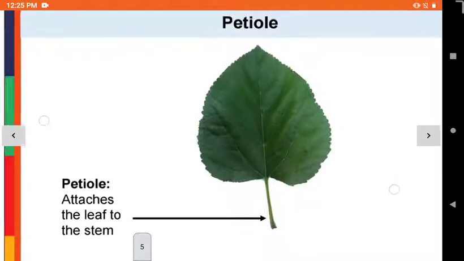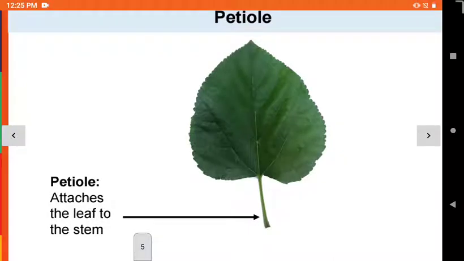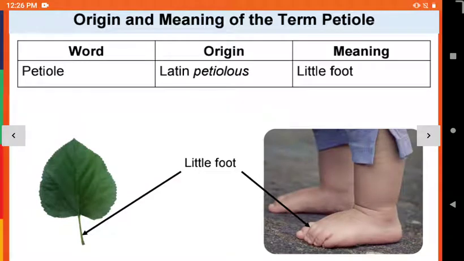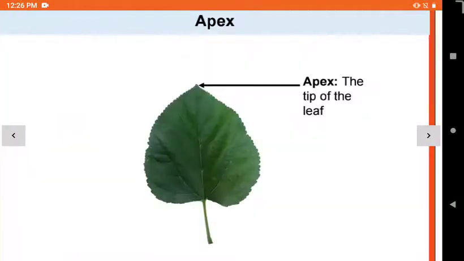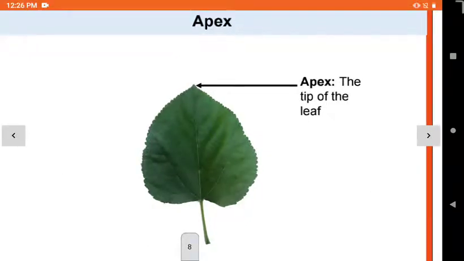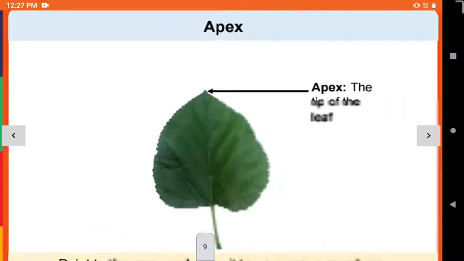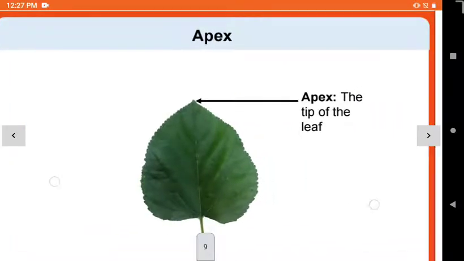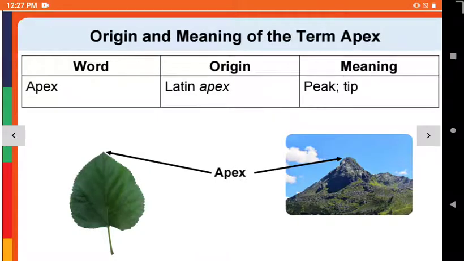First part is petiole. So in this picture you can see petiole attaches the leaf to the stem. Next, origin and meaning of the term petiole. So you can see the meaning of petiole is little foot. And in origin we can say Latin petioles. Next, apex, the tip of the leaf, we call apex. Apex means peak, tip. For example, you can see here.